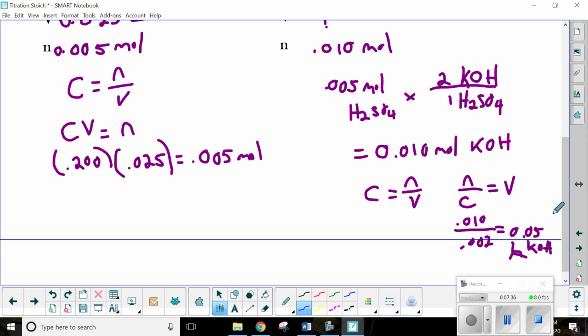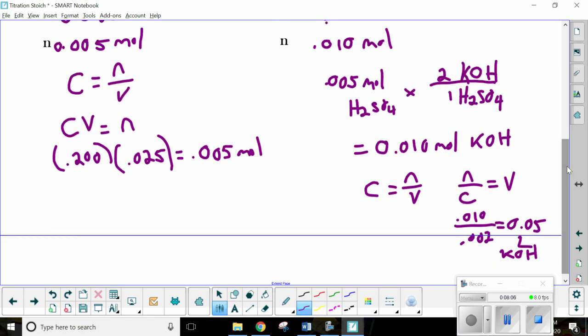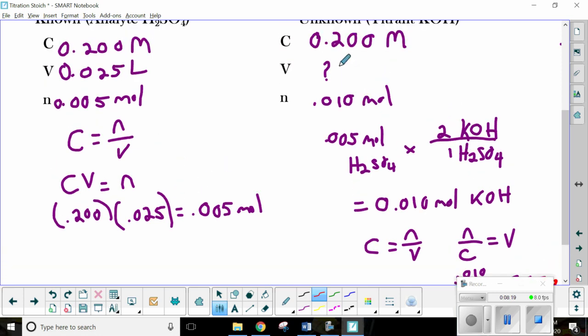Let me rewrite that really quickly because it's kind of messy for you. So once again, I took the moles of KOH and I divided it by the concentration of KOH, and I got 0.05 liters KOH. So because my original volume started in milliliters, I'm going to convert that back to milliliters by moving the decimal 3 places over to the left. And so I will find that my answer is now 50 milliliters.